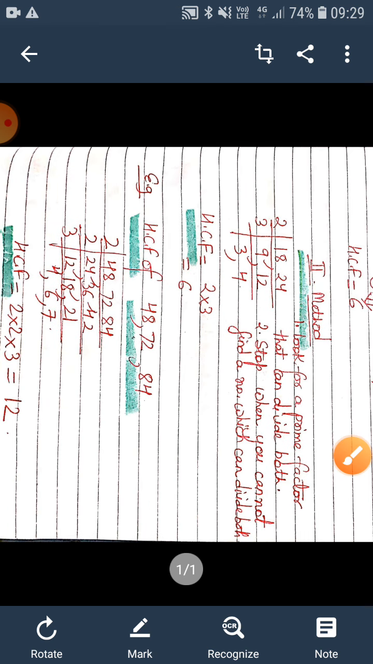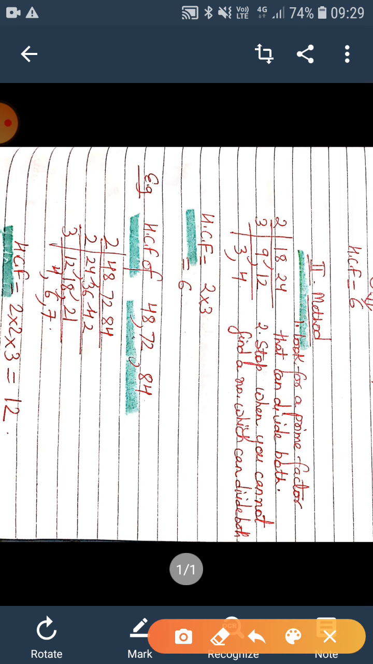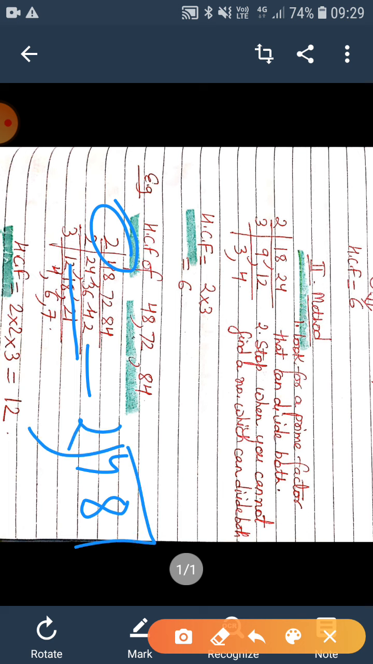So now we are finding HCF of 48, 72 and 84. These are the three numbers. Finding by this method, we can see that 48, 72, 84 all are even numbers. So we can start dividing by 2 and we write the quotients in the next step. 48 divided by 2 gives us 24. Similarly 72 divided by 2 gives us 36, and 84 divided by 2 gives us 42.